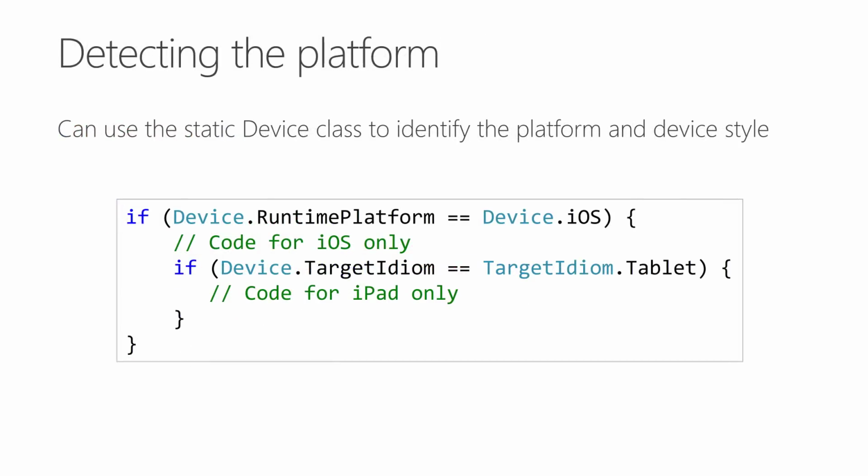We can also customize the UI from our code behind using two properties from the static Device class. The RuntimePlatform property enables you to make decisions and modifications based on the platform. And the TargetIdiom lets you check if the app is running on a phone, a tablet, or a desktop. Let's take a look at this in code.